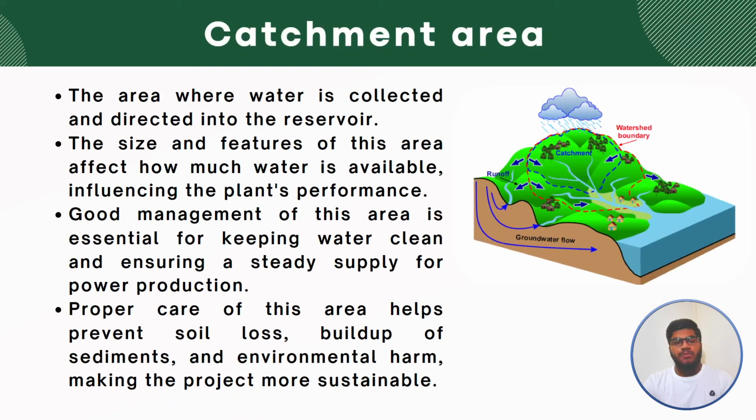Now let us discuss the catchment area. This is the first component. The catchment area is the area where water is collected and directed into the reservoir. The size and the features of the area affect how much water is available, influencing the plant's performance. Good management of this area is essential for keeping water clean and ensuring a steady supply for power production. Proper care of this area helps to prevent soil loss, build-up of sediments, and environmental harm, making the project more sustainable. This is about the catchment area.